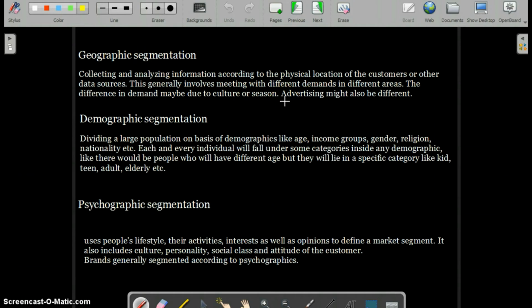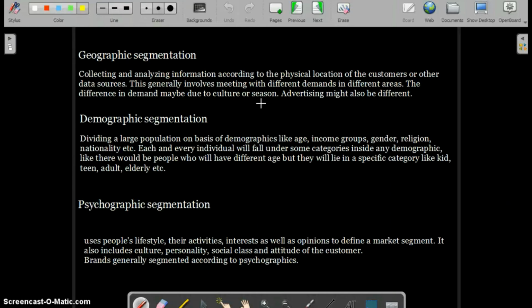Advertising might also be different, as we discussed earlier, due to the cultural factor. You can't advertise semi-naked models or alcohol related beverages, so you might have to advertise it differently. And of course there are some seasonal changes as well, like you can't advertise or make woolen clothes maybe for warm countries, or vice versa. You can't sell ACs in cold countries.